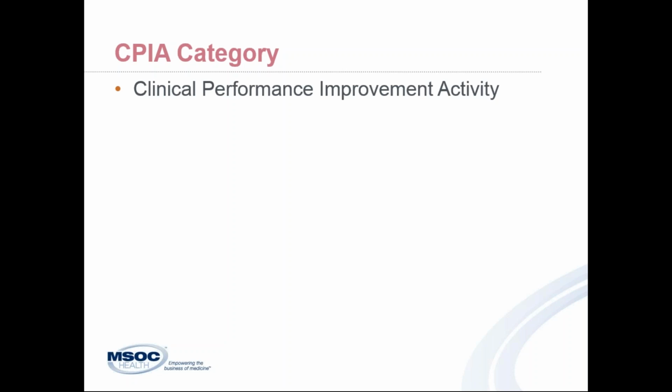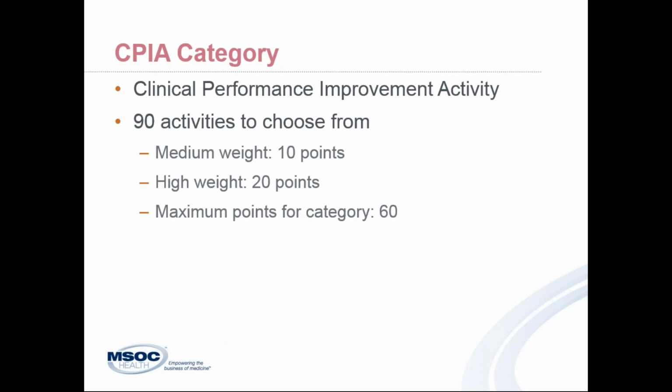The last category we're going to talk about is called CPIA, another acronym, for Clinical Performance Improvement Activity. It's the performance improvement category, clearly. CMS has given us in the proposed rules 90 activities, and they want you to attest to doing at least 6 of those activities, well, at least 60 points worth of those activities in your attestation at the end of the year. So you can pick from the 90 activities what you're doing.